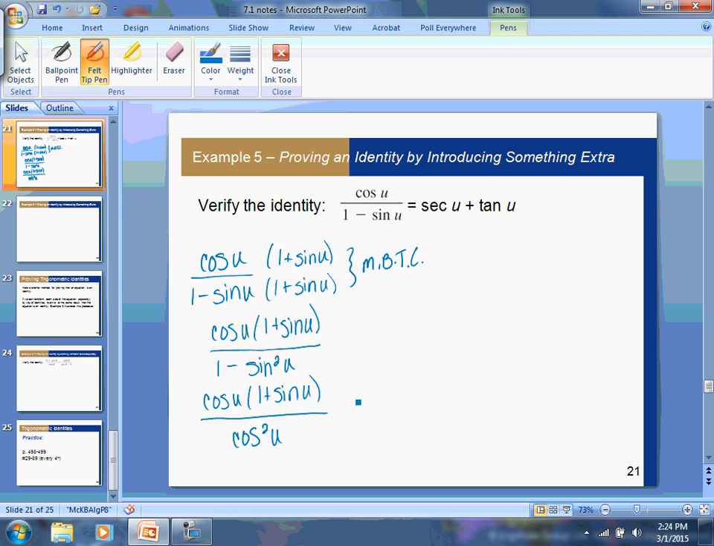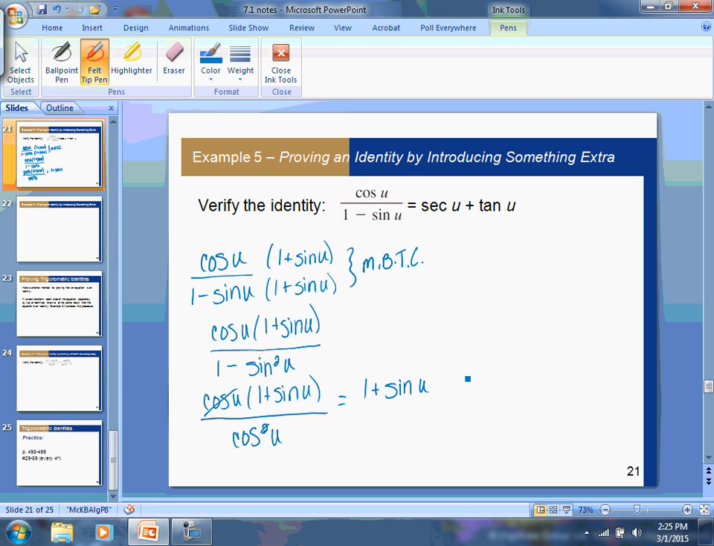Now, here's usually where students are like, I'm not sure what to do next. But look at this as if it was a fraction with a term out front and a term in the denominator. You know that those two terms are able to be canceled if at all possible. And hopefully you see that one has a cosine and one is really two cosines. This is cosine times cosine in the denominator. So I can cancel out one of those cosine u's. So now in my numerator I just have 1 plus sine u.